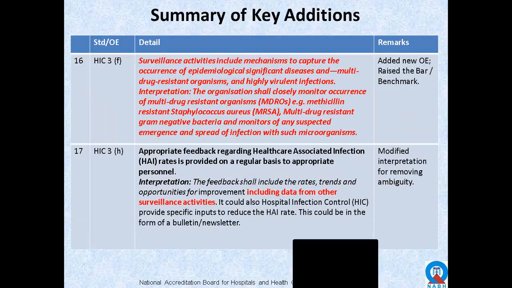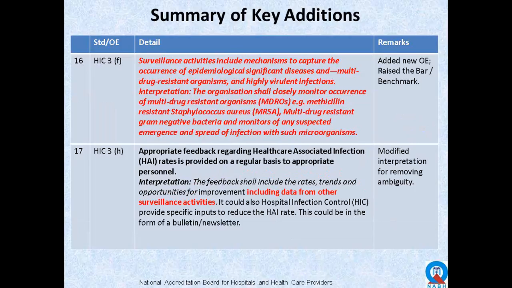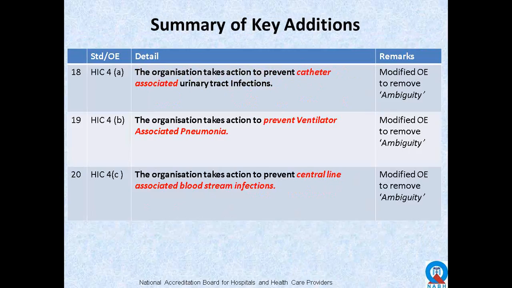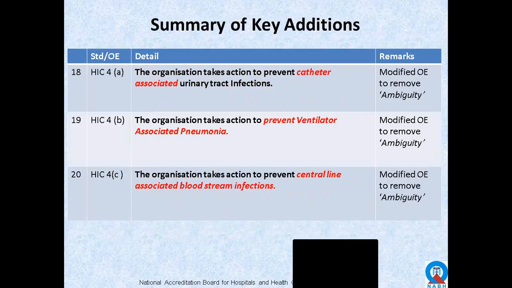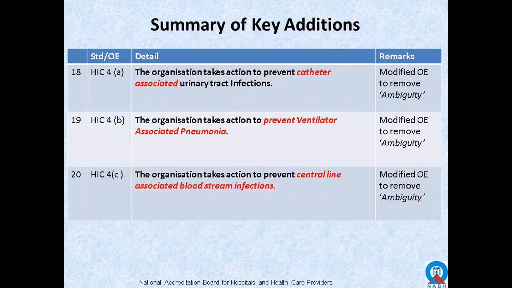Next is HIC 3H, appropriate feedback regarding healthcare associated infection rates is provided on a regular basis to appropriate personnel. So here the change has been that including data from other surveillance activities has been added. This brings in a lot more focus on surveillance, and it will also give data from other areas which will make it more comprehensive.